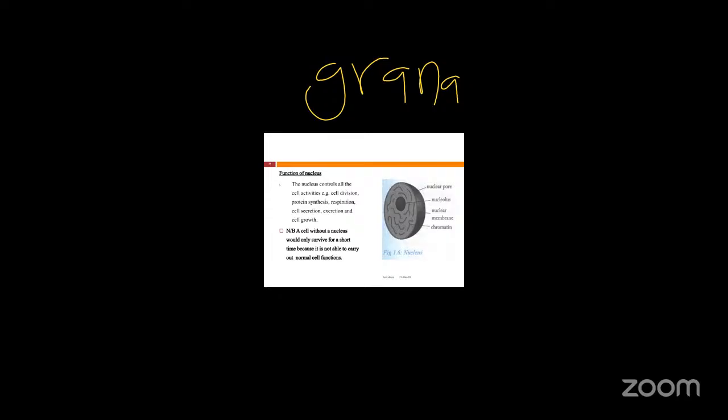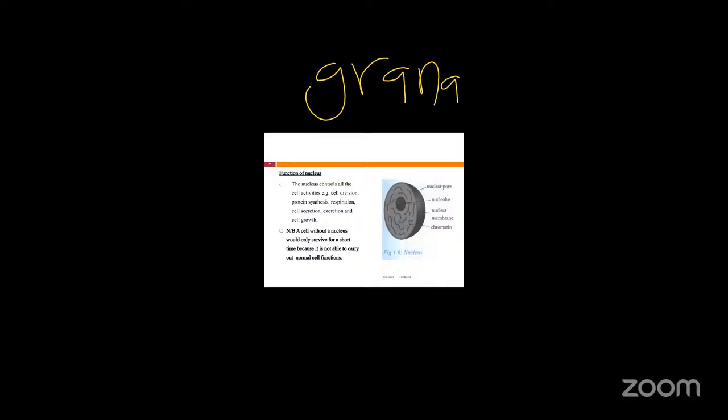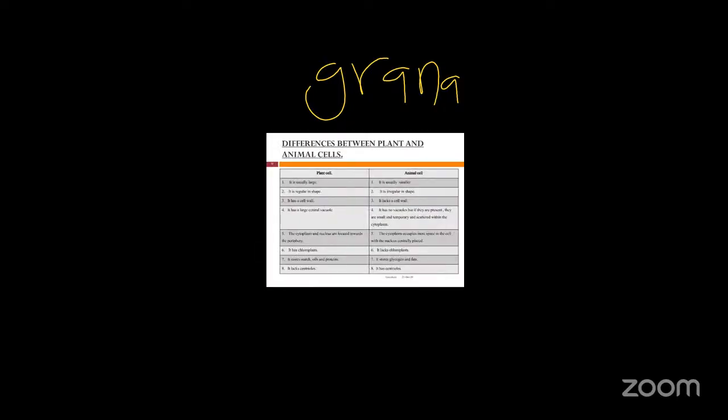That's why we have an NB here. It is saying NB: a cell without a nucleus would only survive for a short time because it is not able to carry out normal cell functions. So from this, there's a common question that is usually tested in KCSE: explain what will happen if the nucleus of a cell is removed. So basically you'll say the cell would die.